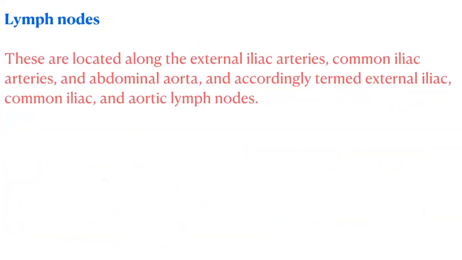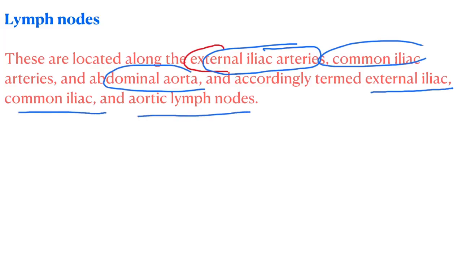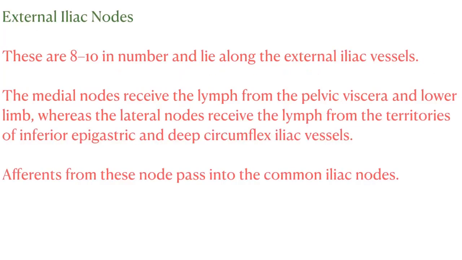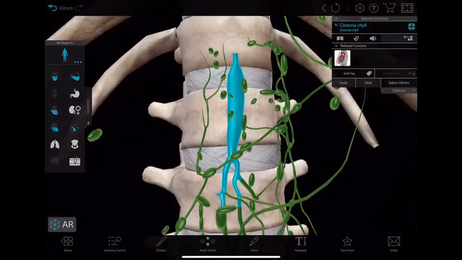Coming to the lymph nodes, these are located along the external iliac arteries, common iliac arteries and abdominal aorta, and accordingly are termed external iliac, common iliac, and aortic lymph nodes. We'll see them. The external iliac nodes are 8 to 10 in number and lie along the external iliac vessels.